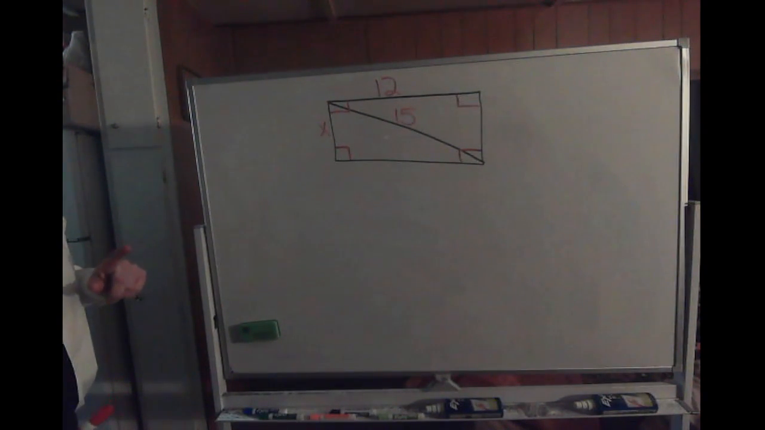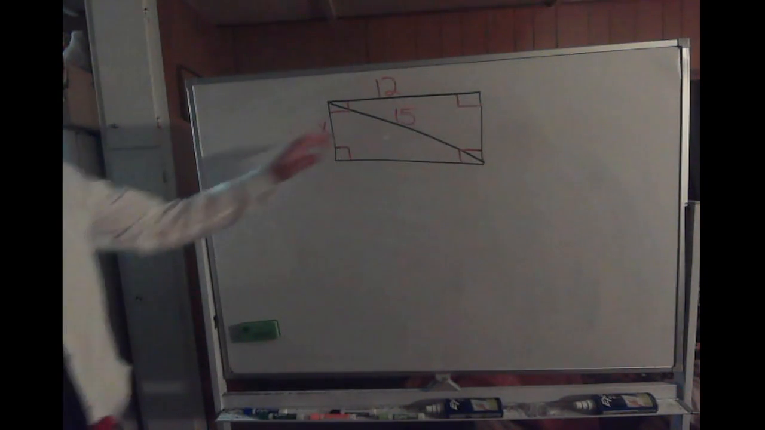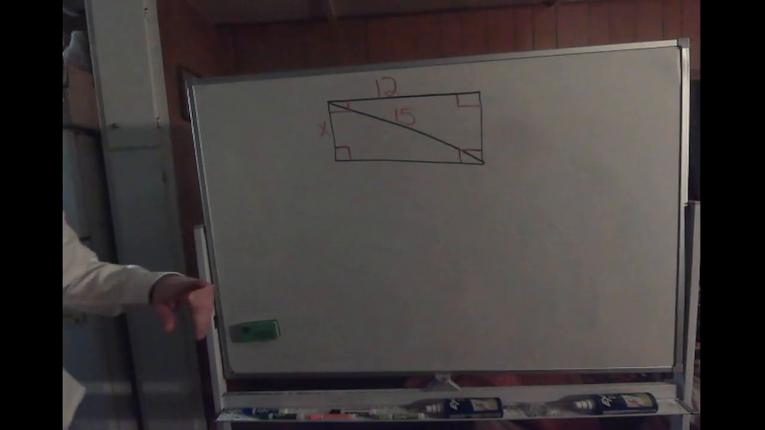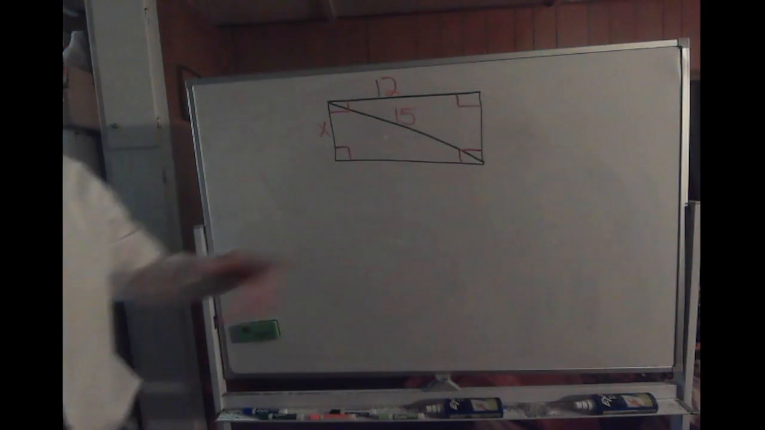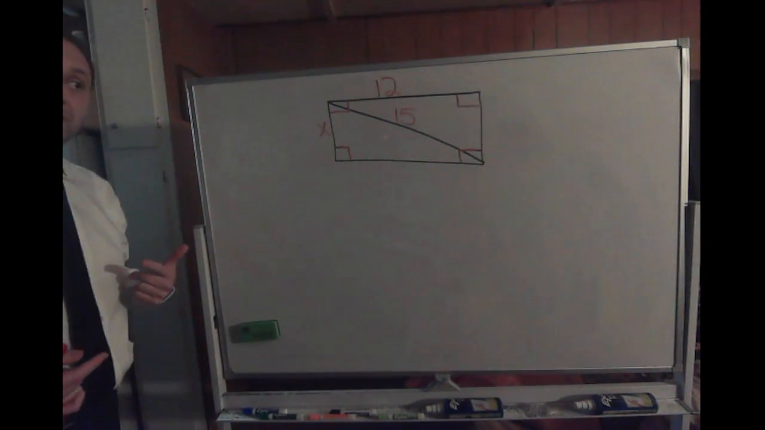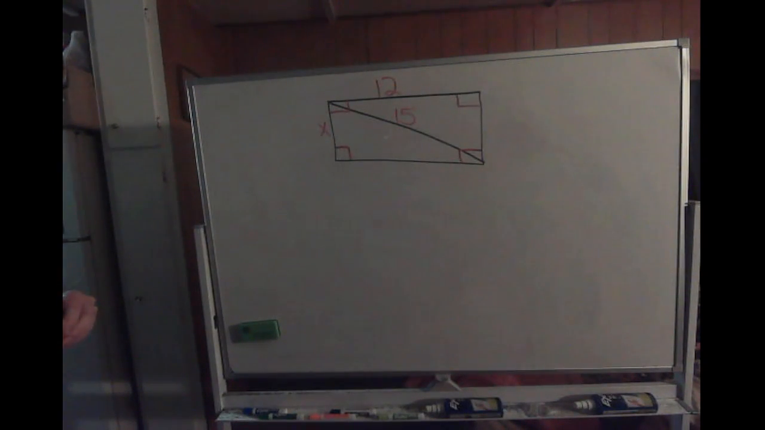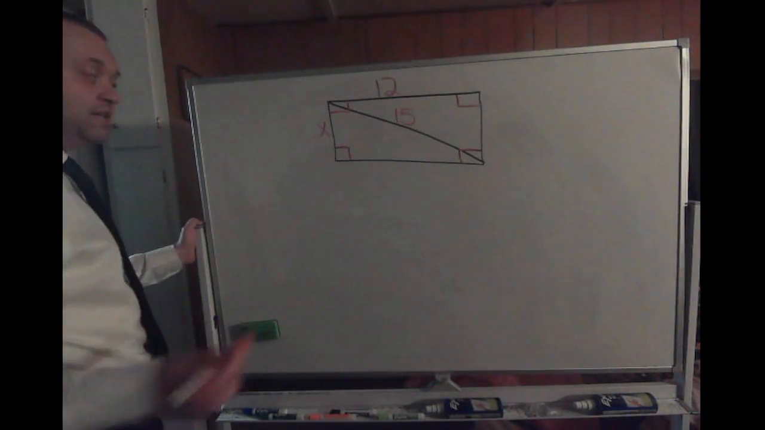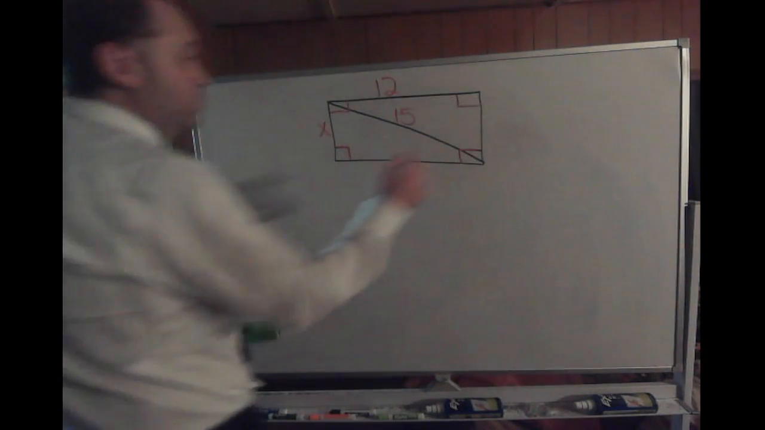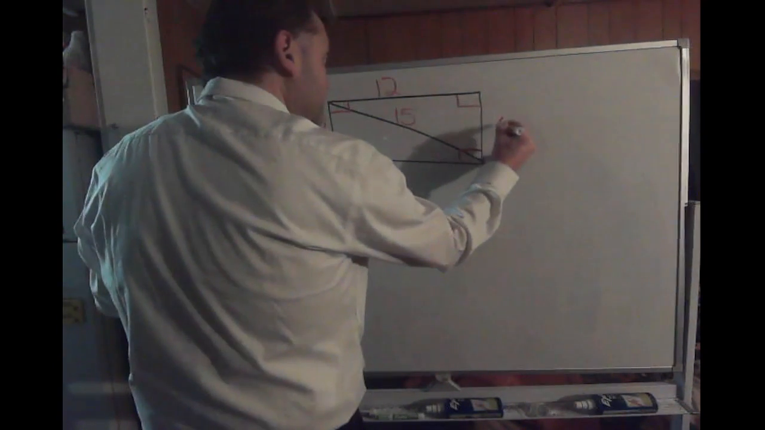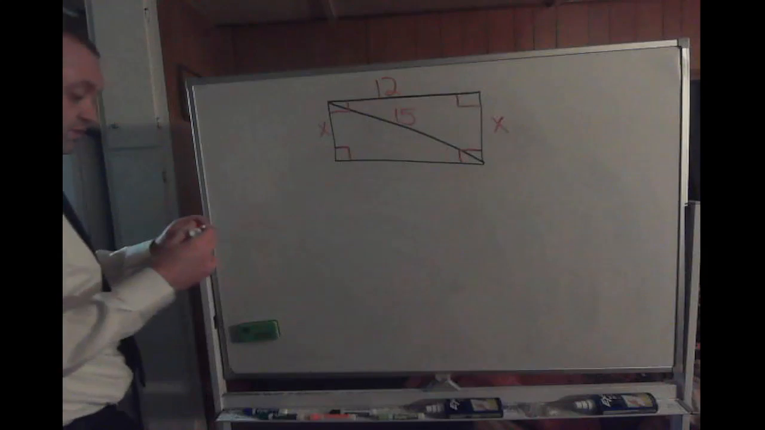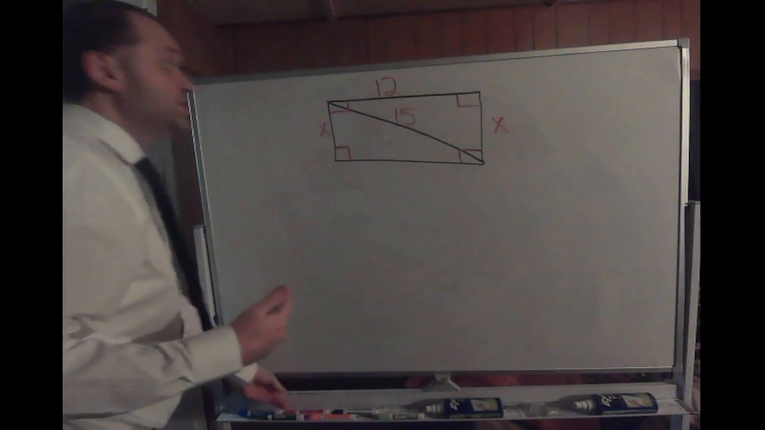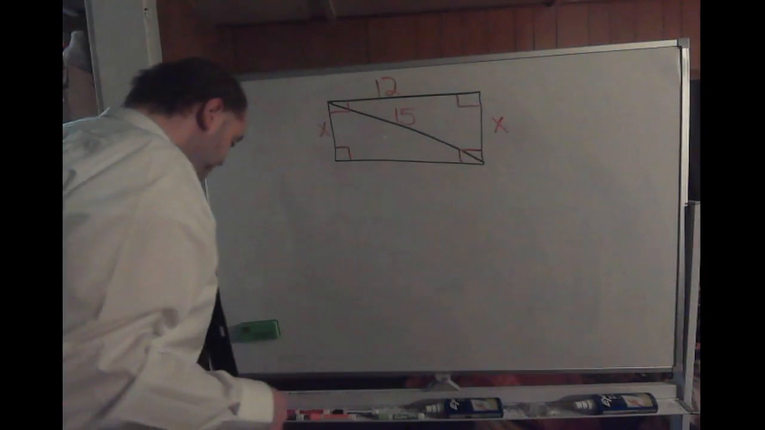Well, I think it's clear now we have a rectangle since we have 4 right angles, right? We got 4 right angles, and a rectangle is a type of parallelogram. So opposite sides of a parallelogram, and by extension a rectangle, are also congruent. So this leg here would have a length of x also. Now we can solve for x.